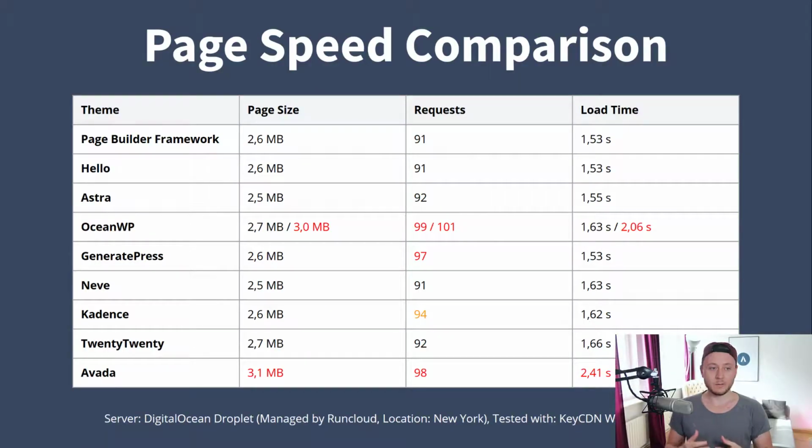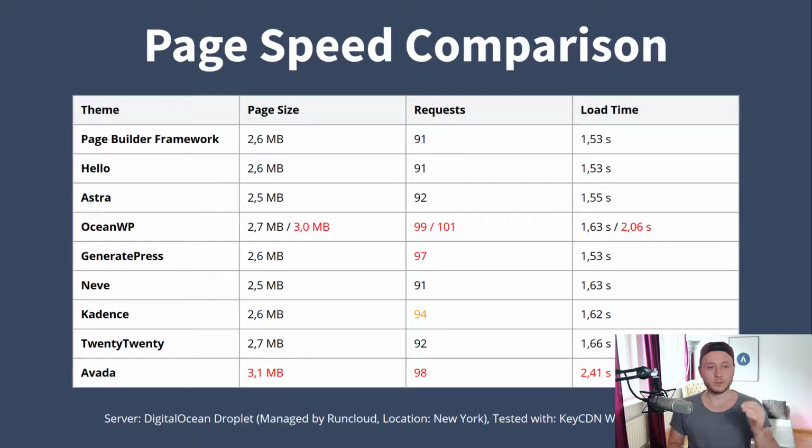Okay, so the themes that we've tested are Page Builder Framework, the Hello theme. Keep in mind, Hello is just here for reference. Astra, OceanWP, GeneratePress, Neve, the Cadence theme, the 2020 theme, which is also just here for reference, and Avada. Avada is included in this test so that you get an idea of how these modern themes are different from something like Avada. So yeah, let's have a look at the page size column first.